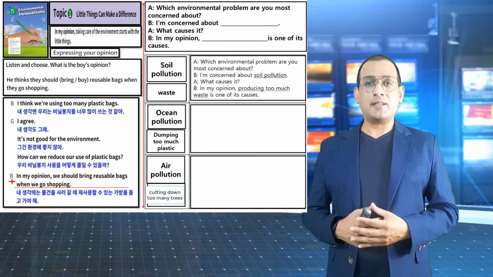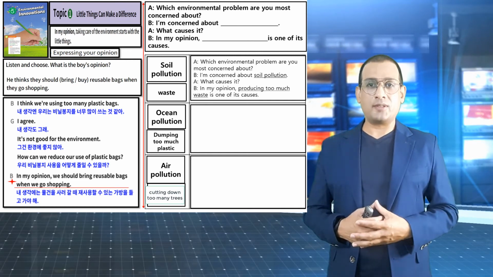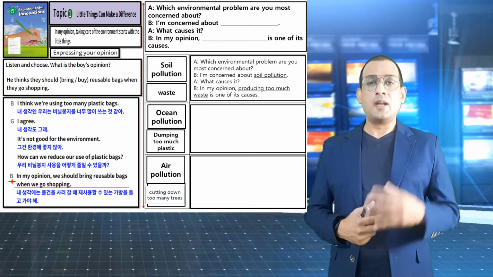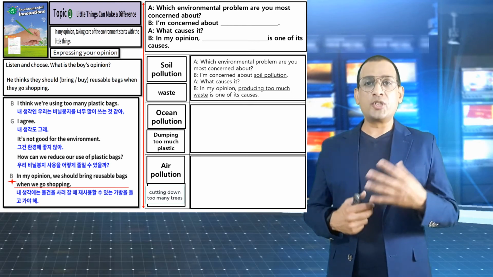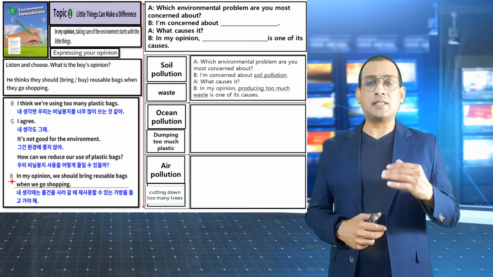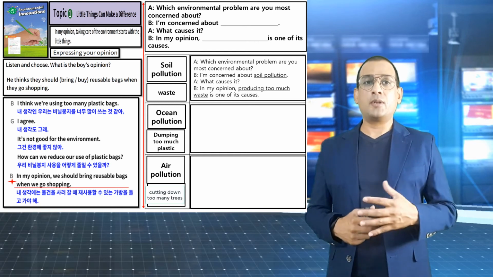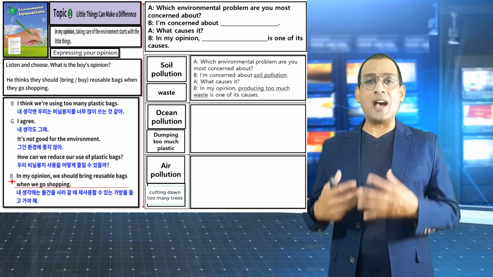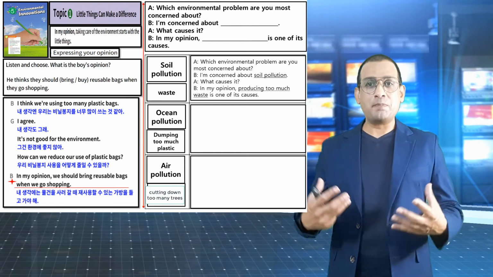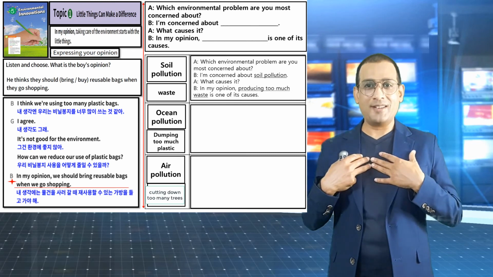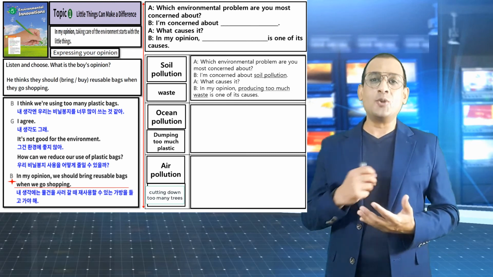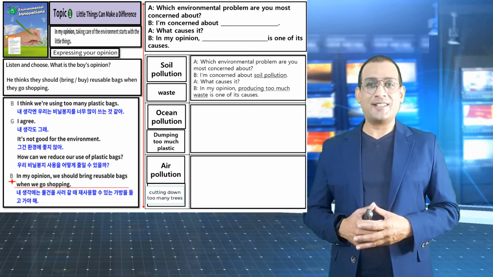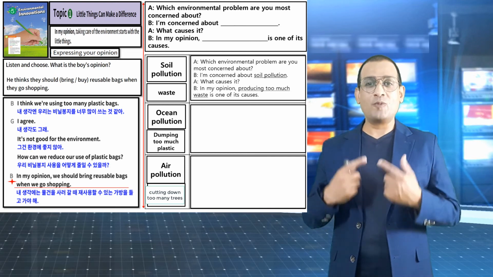Look at number 1. It says soil pollution. Underneath it says waste. Number 2, ocean pollution. Underneath it says dumping too much plastic. Number 3, air pollution. Cutting down too many trees. So let's make the first conversation with me. And the second and third one, you're going to make by yourself. And I believe that you can do it.